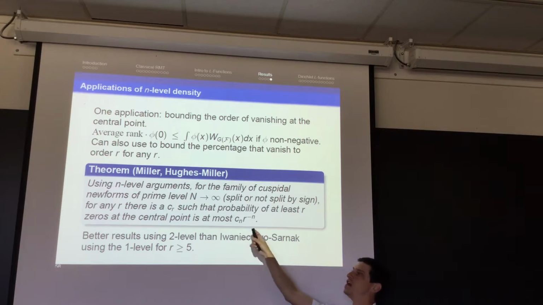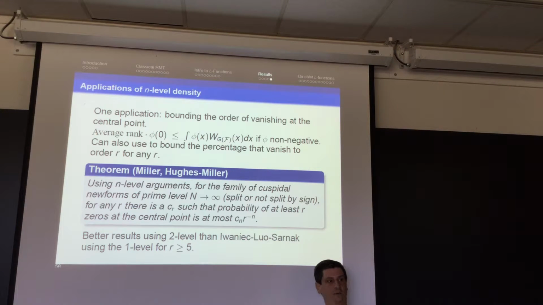But when you start increasing r, this becomes better. The multiple zeros at the central point reinforce each other. And now you start going, you know, what if I want to have vanishing order 5 or 6? Then you get a better result than you get with the 1-level density. Unfortunately, we really don't expect to have such high vanishing, so in some sense this isn't that great, but it does give us better estimates as you go higher and higher and higher. The 1-level density gives you, it drops off like 1 over r. This gives you, it drops off like 1 over r to the n.